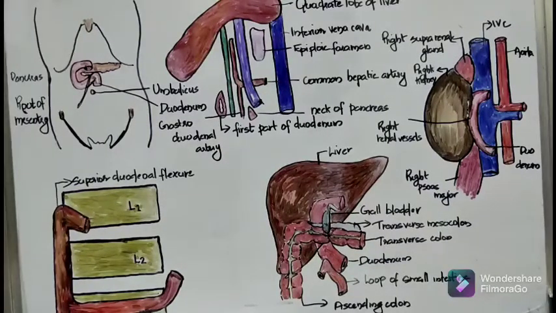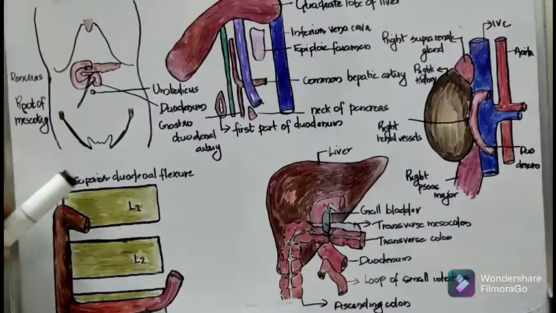So now we will discuss the second part of the duodenum. This is the second part of the duodenum. It is the descending part of the duodenum. It starts at the superior duodenal flexure. So this is the superior duodenal flexure, and it passes downwards and reaches the inferior border of the third lumbar vertebra, and there it curves and becomes continuous with the third part of the duodenum at the inferior duodenal flexure.